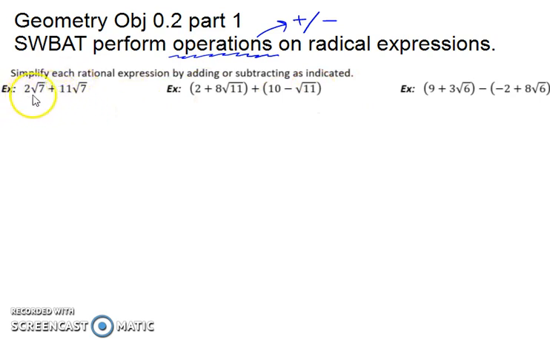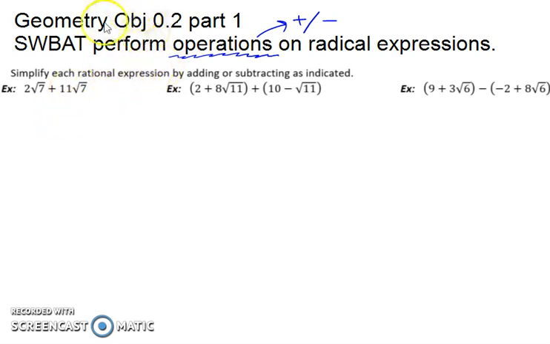So, first example, 2 root 7 plus 11 root 7. This is exactly like adding something like 2x plus 11x. These are like terms because they have the same radical that you're adding. If this had 2 root 7 plus 11 root 8, we could not add these together, or let me restate that, we could not simplify them. You can always put a plus and add things together.